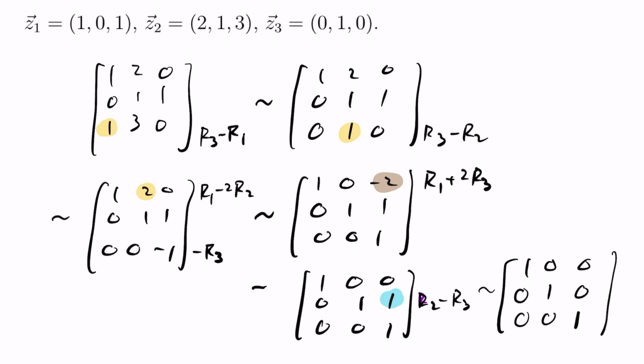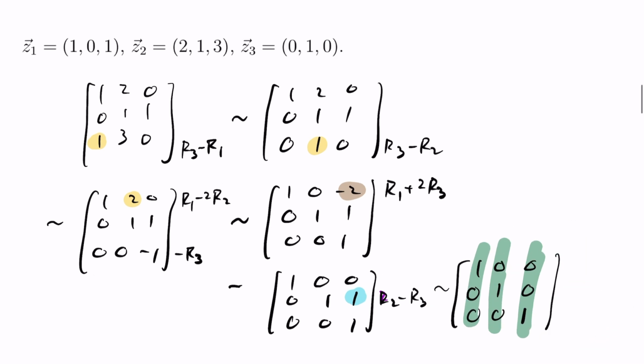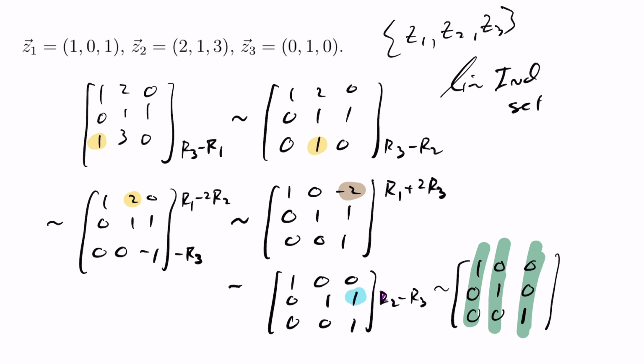So finishing this up here, I've now shown that these 3 vectors are all linearly independent. This whole set is linearly independent vectors. So now I've shown that in this case here, the set Z1, Z2, and Z3 is a linearly independent set.